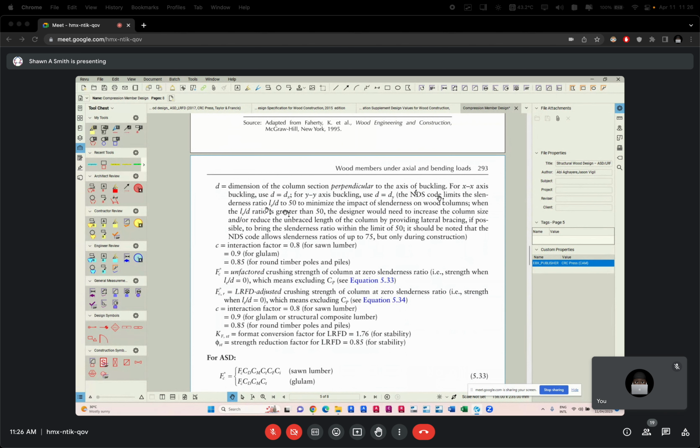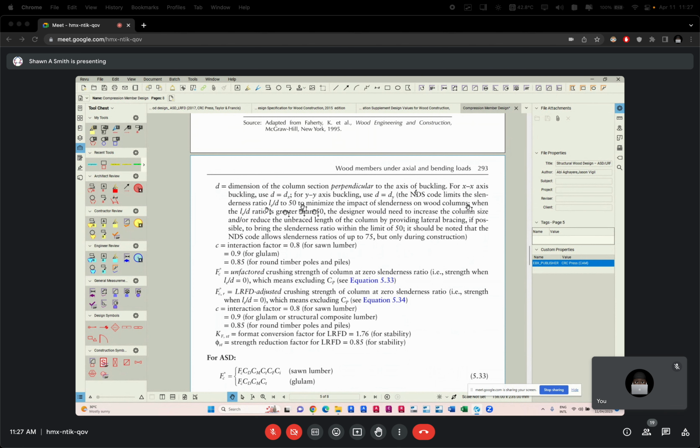The NDS code limits the slenderness ratio Le over D to 50 to minimize the impact of slenderness on wood columns. Now, when we're doing steel, this slenderness ratio was limited to what? 100 or 200? First, for timber, it's limited to 50 because they want to ensure that the impact of slenderness on timber is minimized. Timber is not as strong as steel. So we're not going to take the chance we took with steel when it comes to slenderness.